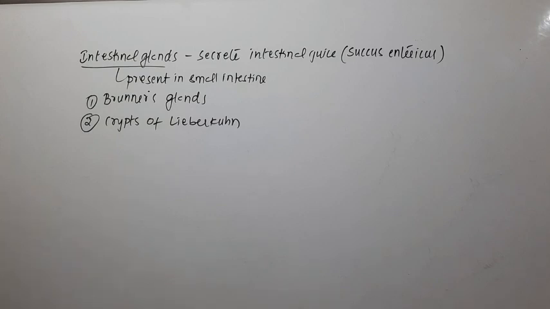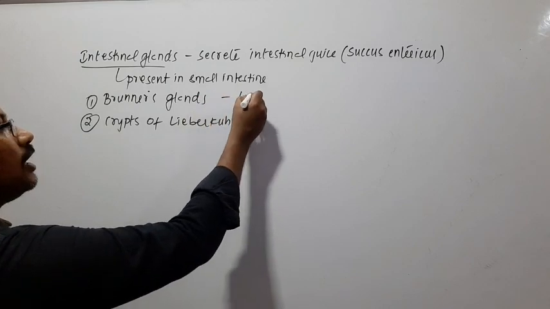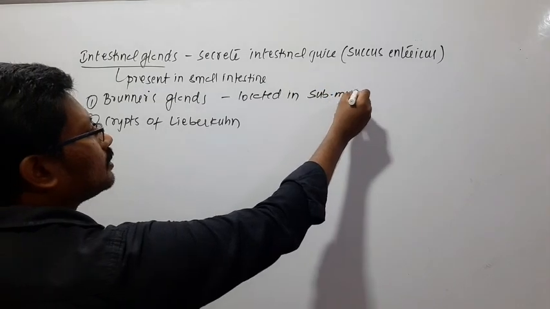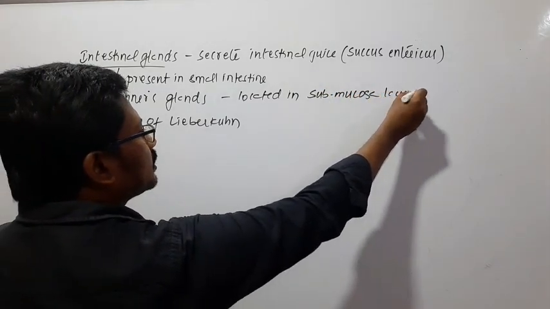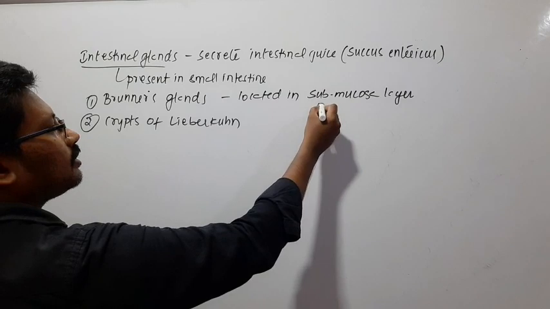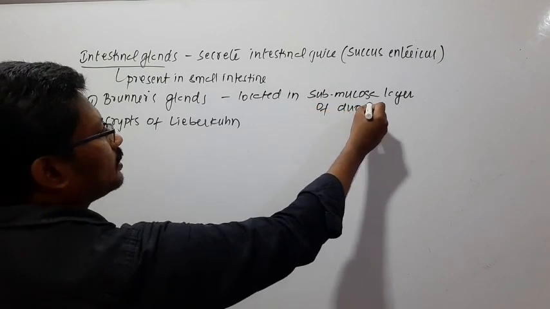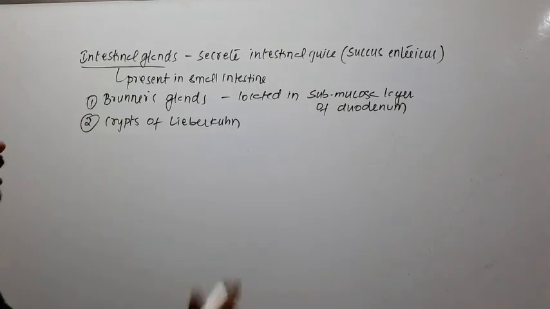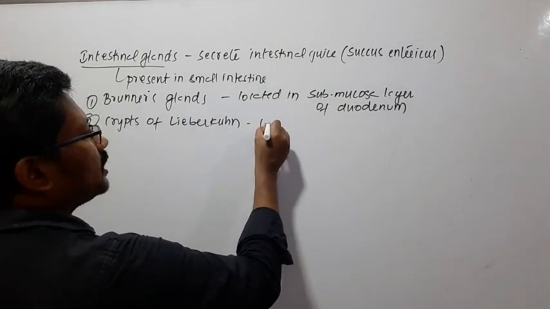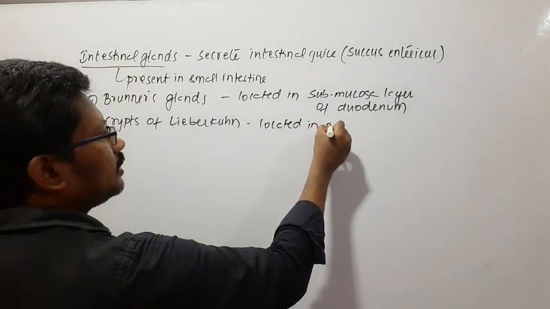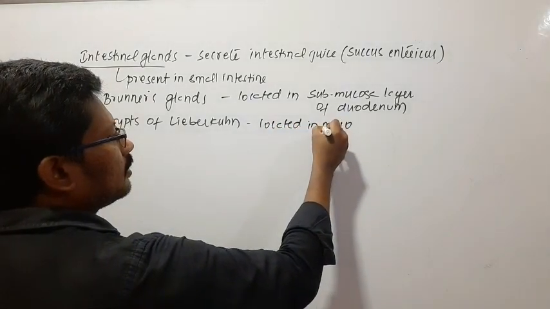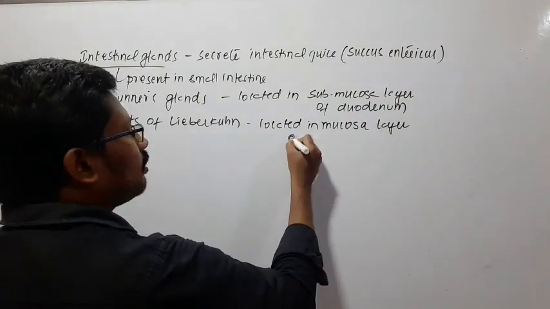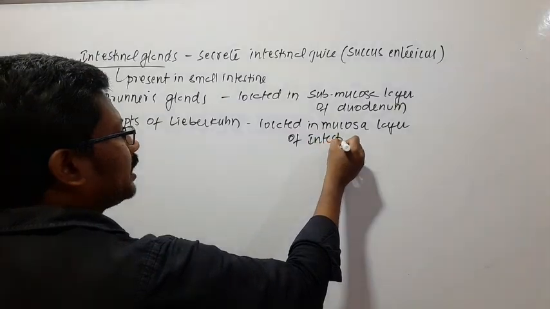So these Brunner's glands are located in the submucosa layer of the duodenum, whereas these crypts of Lieberkühn are located in the mucosa layer of the intestine.